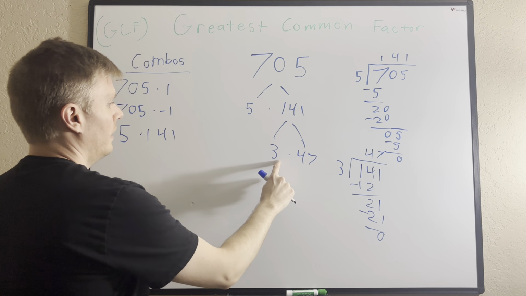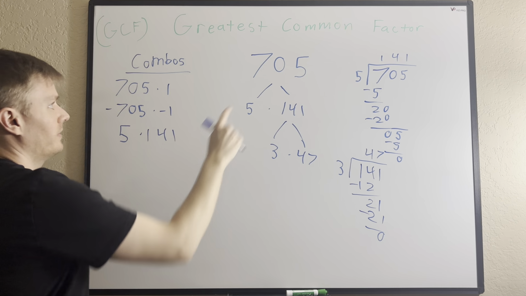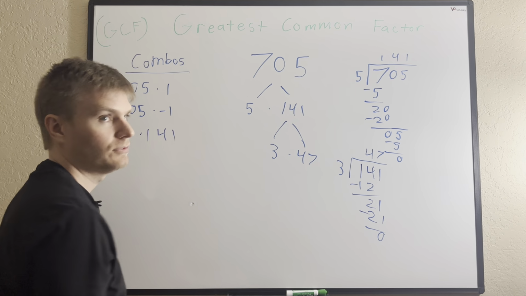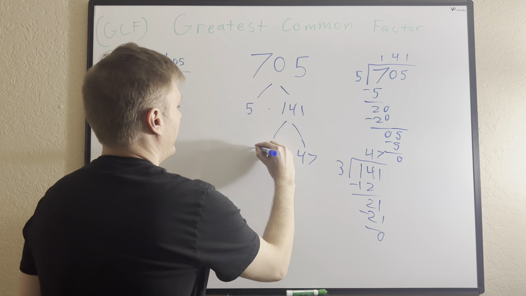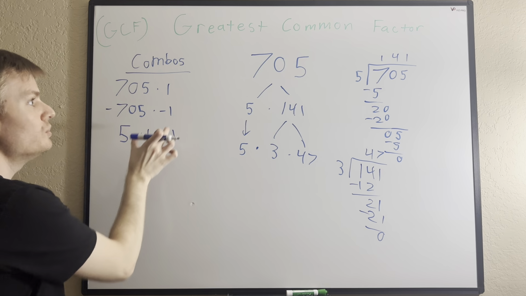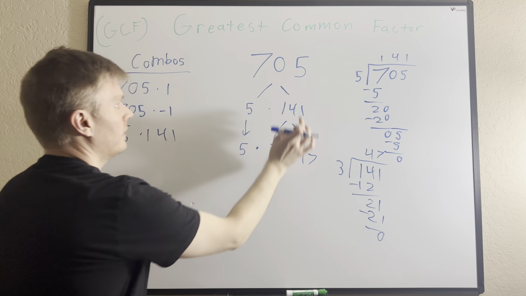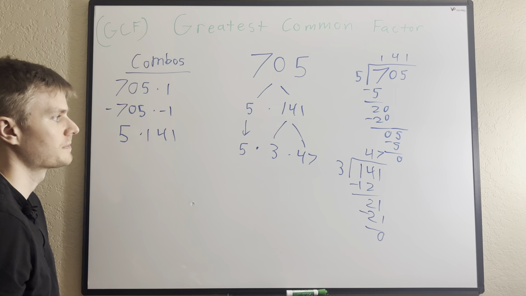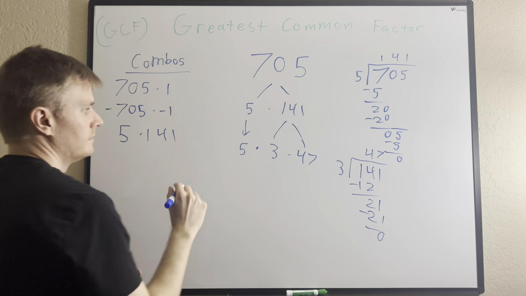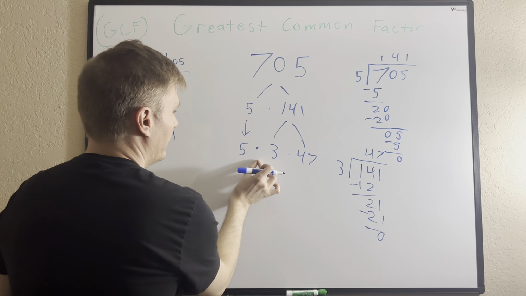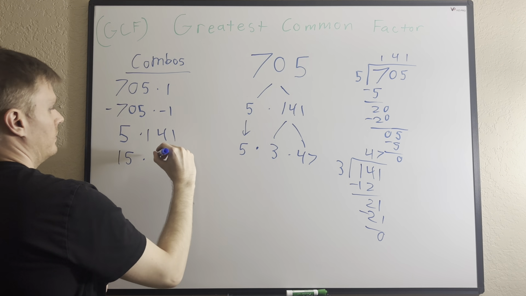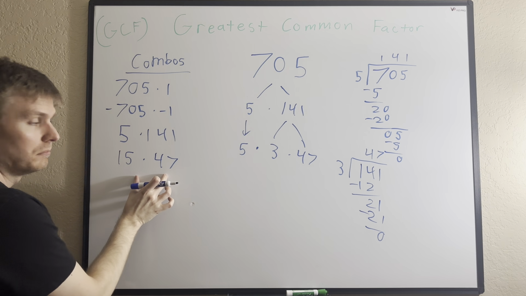But this isn't a combination of two numbers that multiply to get 705. No, 3 times 47, that'll just give you 141, right? We want to include the 5 here in our list of two different number combinations that get us 705. Okay, so we can combine these two, right? 5 times 3 is 15. 15 times 47, there's a combo.